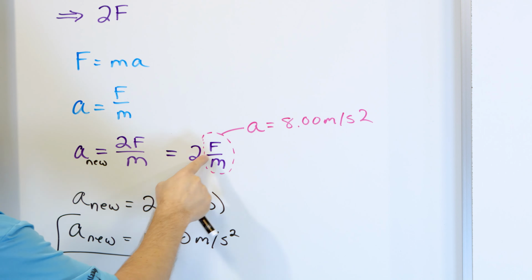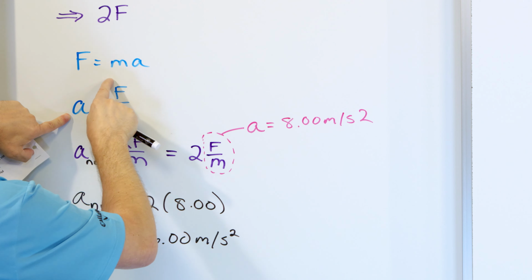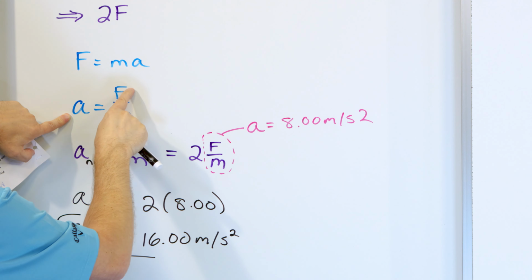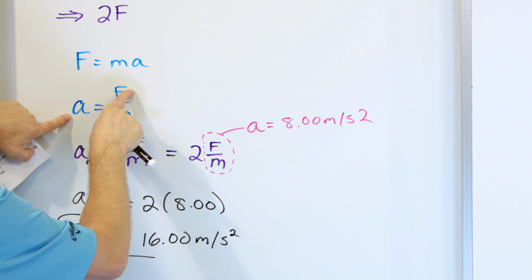Another way of looking at it is to study the equation for acceleration. Originally, it was whatever the force is divided by whatever the mass is, and that gave me 8 meters per second squared. If I double the numerator, then the numerator is twice as big, so then the acceleration has to be twice as big, because this got bigger by 2, this got bigger by 2.